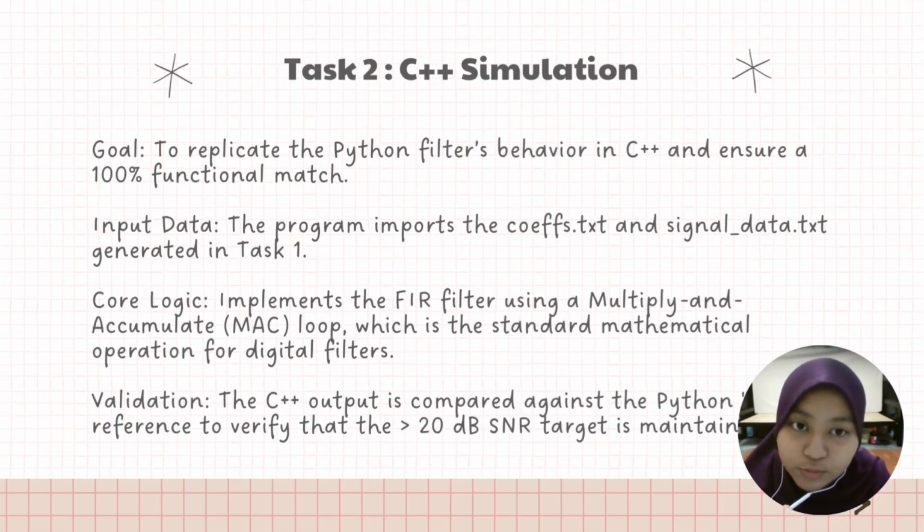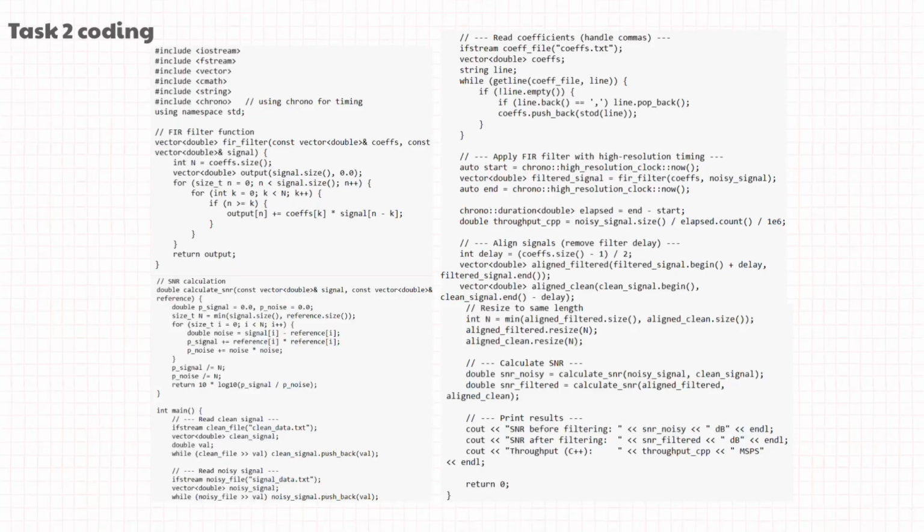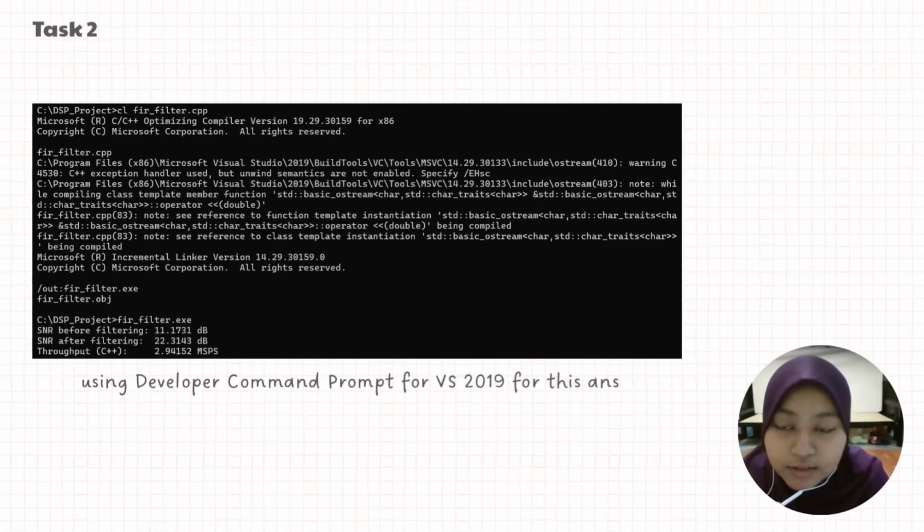Move on to Task 2. We implement the same FIR filter but using C++. The SNR result is consistent, same as in Python. However, the throughput was lower. It was 2.94 million samples per second. This difference happened because Python used an optimized library, while the C++ code used a basic loop implementation. With further optimization, C++ can achieve higher speed.